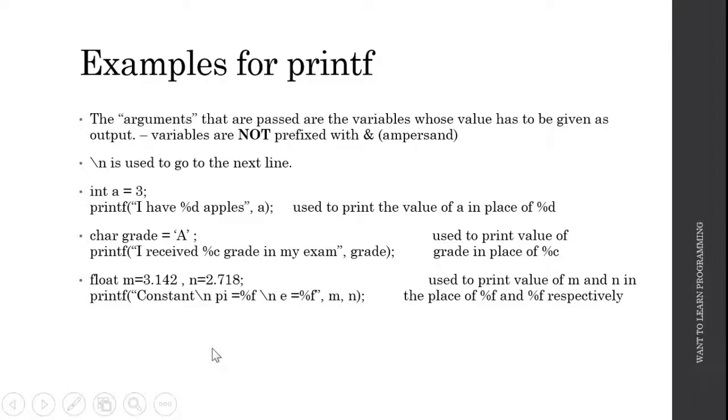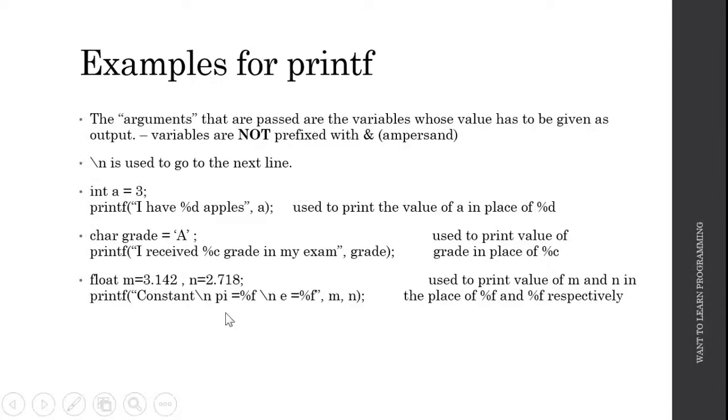So the printed value will be constant pi equal to 3.14 printed onto a separate line, and then e equal to 2.718 printed onto the next line. This is, as said before, because of the backslash n that we use.